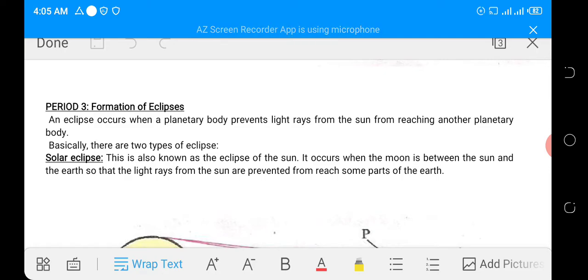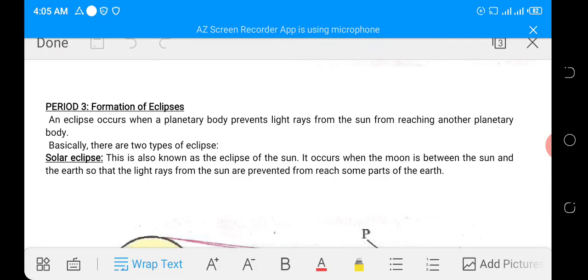In the last period, we were able to look at the formation of shadows. Today, we want to proceed by considering the effects of rectilinear propagation of light. And today, we will look at formation of eclipses. What is an eclipse? An eclipse occurs when a planetary body prevents light rays from the sun from reaching another planetary body.